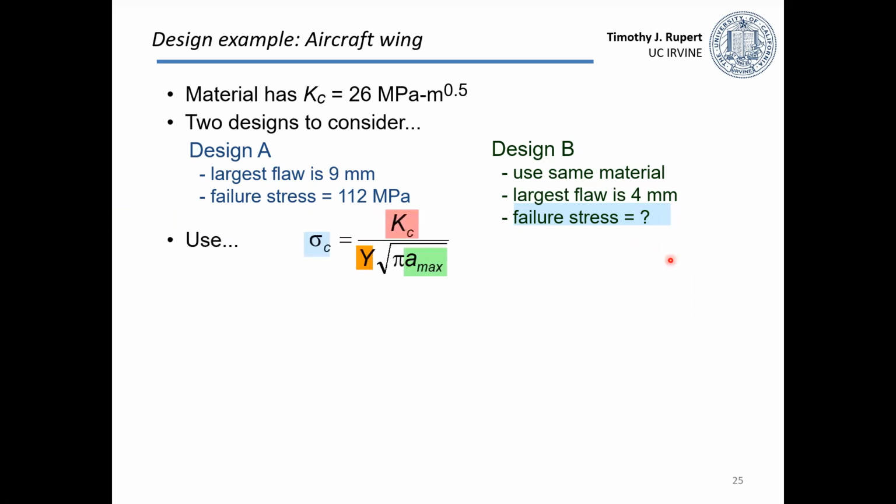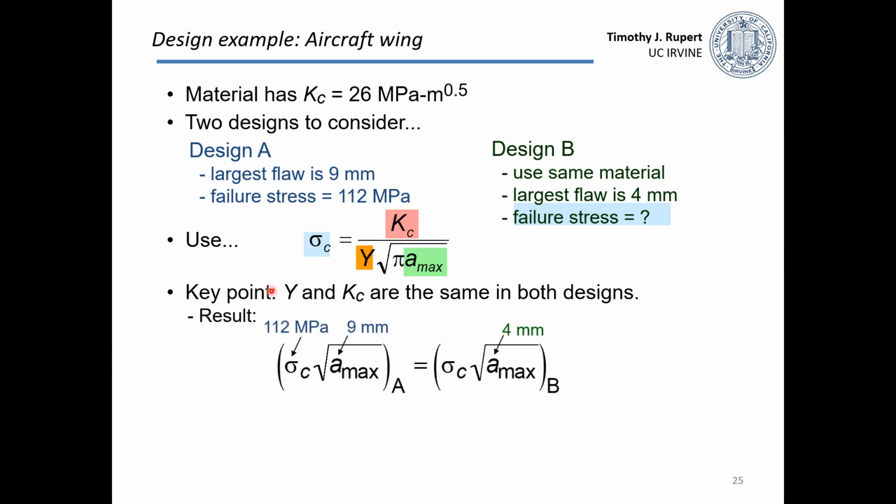So we're just going to use that equation. We're trying to isolate what the failure stress is, so we'll start with that. And the key thing is to recognize that for both of these types of designs, we're using the same material and we'd expect the same types of cracks, so that Y and K sub C are going to be the same. The things that are going to be changing are a and sigma.